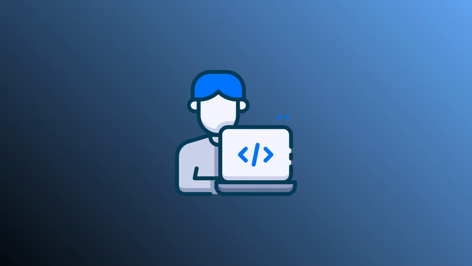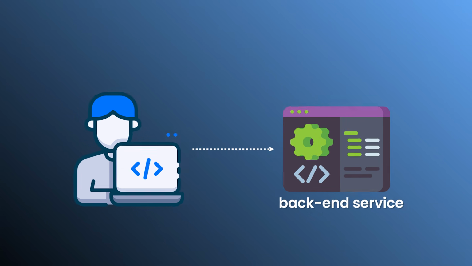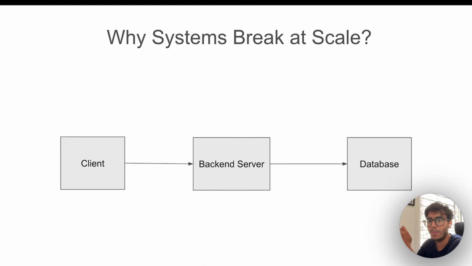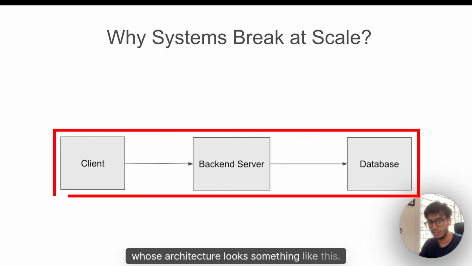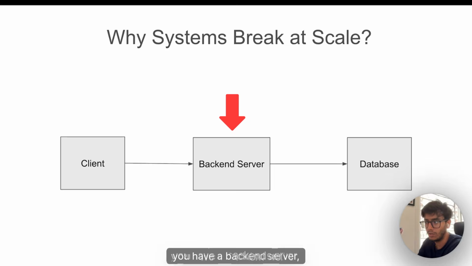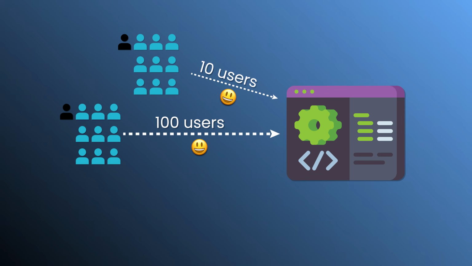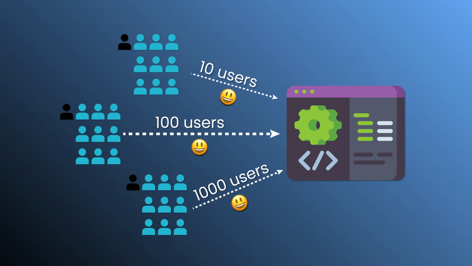Okay, so imagine you have built a backend service for a startup that you're working in. You could be an intern, SD1, SD2, SD3, anyone who is watching this video. Imagine you launch this product whose architecture looks something like this. You have a client, you have a backend server, you have a database. You launch this product, you got 10 users signing up, very happy. Everything works perfectly. Now you have 100 users, still fine. Okay, 1,000 users, no problem.